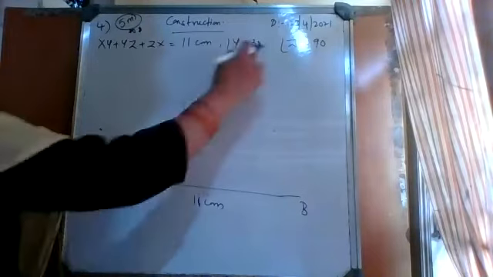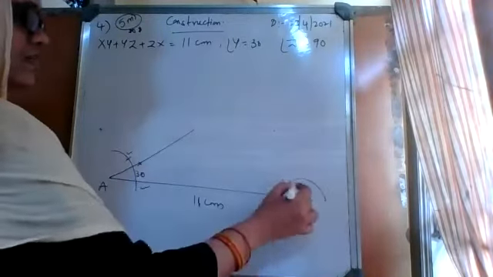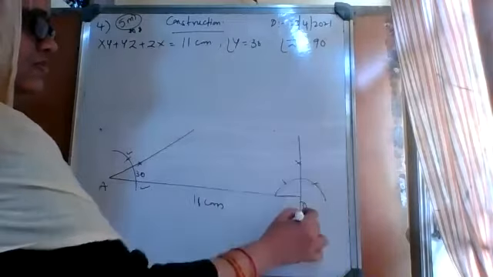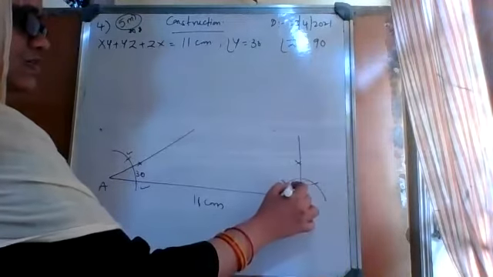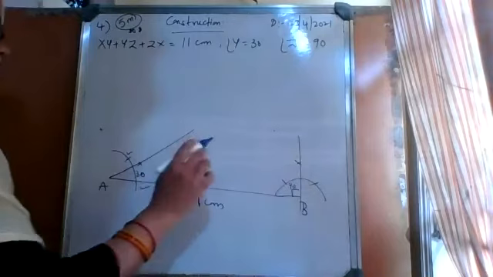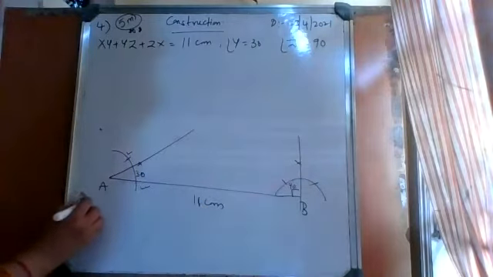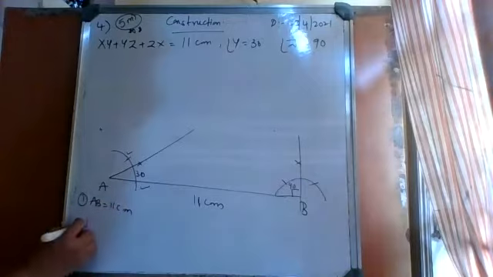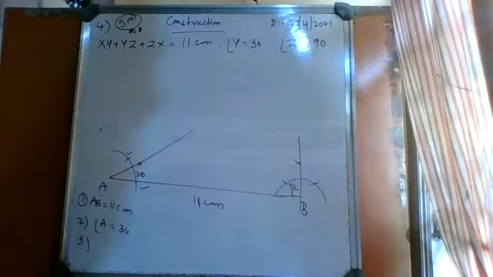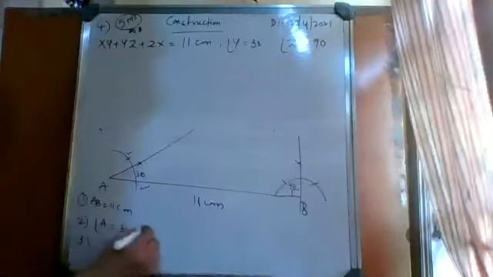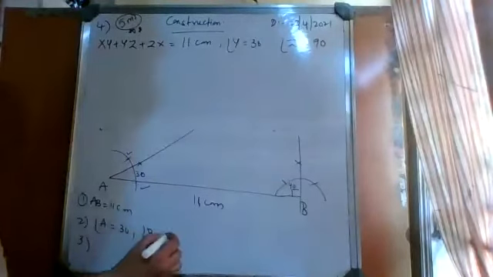Now, how to draw 90 degrees? Cut an arc, first arc, second arc, and two arcs. This will give you 90 degrees. Now, these are the steps. Step 1 is AB is equal to 11 centimeters. Step 2 is angle A is equal to 30 degrees. Angle B is equal to 90 degrees.